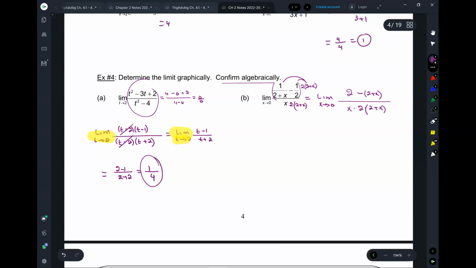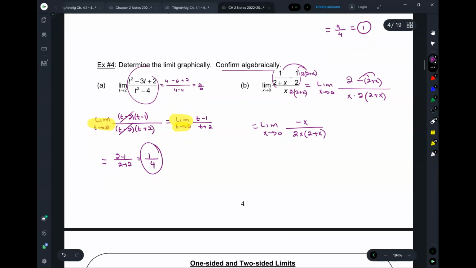Now, this is equal to the limit as x approaches 0. When you distribute the negative on top here, you have 2 minus 2 minus x. That's just negative x, because 2 minus 2 goes away, over x times 2 plus x. Now, when I plug 0 in, I still get 0 on top and 0 on the bottom, so I still haven't done anything.